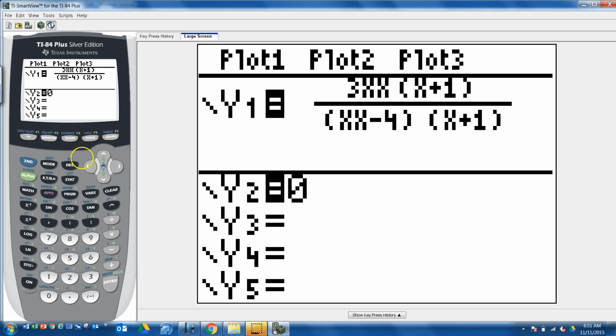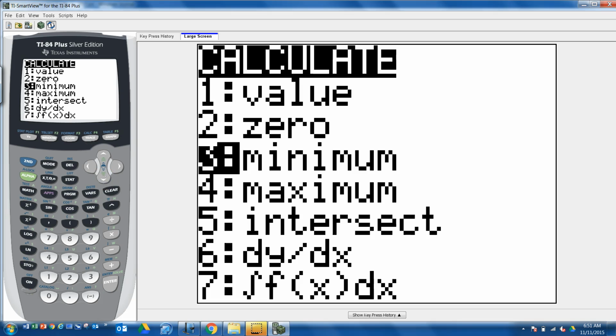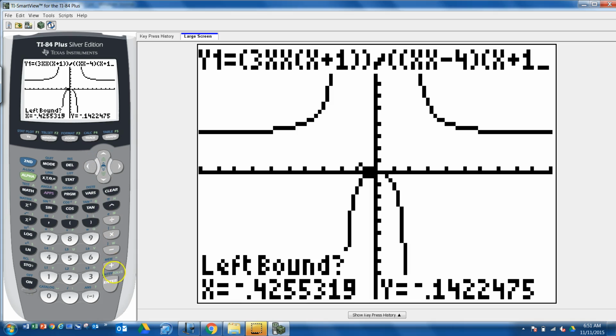Here's the equation typed in. Now I'm going to graph it, and that is what it looks like. I want to find this point just to make sure that's 0. I'm going to do a maximum here just to double check that point. Down here, it looks like it is 0, 0.